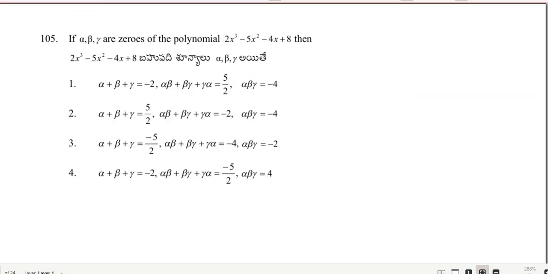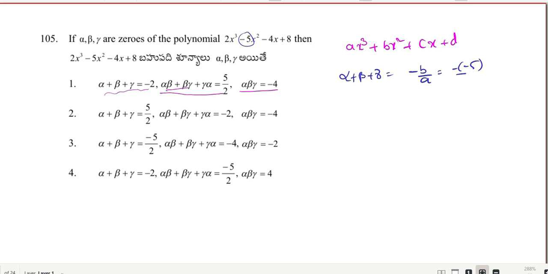Okay, if alpha, beta, and gamma are zeros of this polynomial, then we are asked to find the sum of the zeros, the sum of the product of two zeros at once, and the product of the zeros. We know the standard form of a cubic polynomial is ax³ + bx² + cx + d, and if alpha, beta, gamma are zeros of this one, then alpha plus beta plus gamma is given by minus b by a. So here b is minus 5, so minus of minus 5 by 2 is 5 by 2. Alpha plus beta plus gamma is equal to 5 by 2.